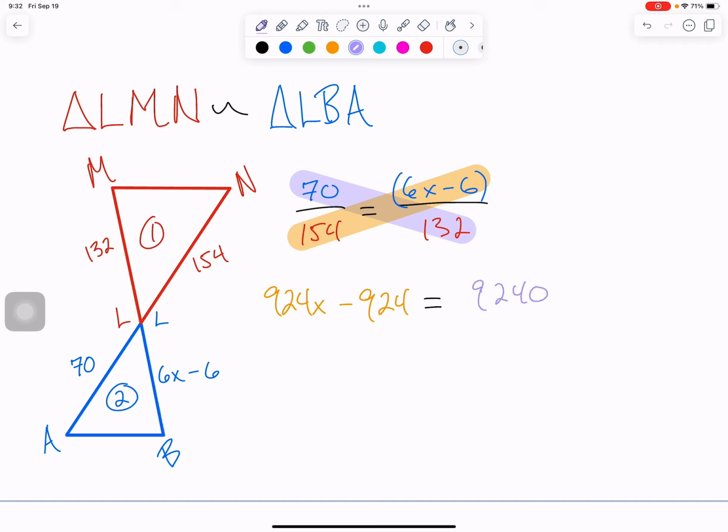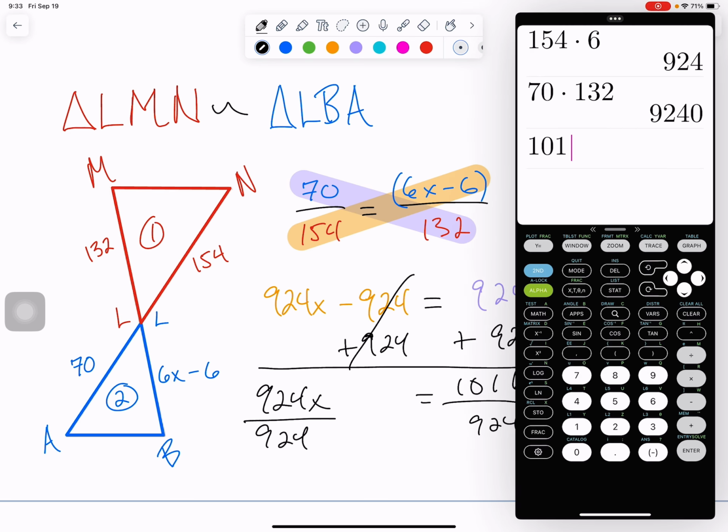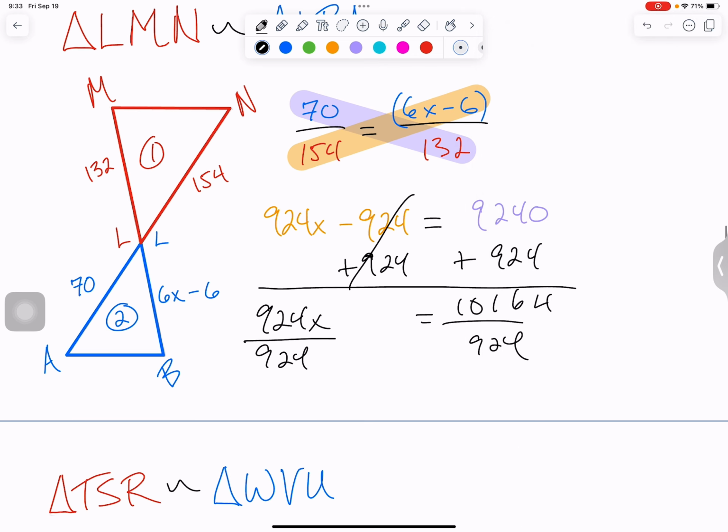And then from here, what do we have, guys? We just have a simple two-step equation. We need to get 924x by itself, so great job. Plus 924 plus 924. My writing is so sloppy sometimes, especially when I'm trying to go quick for the video. 924x, let's cancel this out, equals 9240 plus 924, which is 10,164. Let's divide each side by 924. And if we do 10,164 divided by 924, what do we get? 11. Beautiful job. So x equals 11.